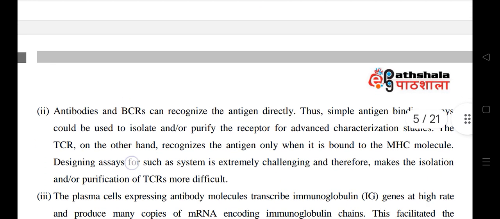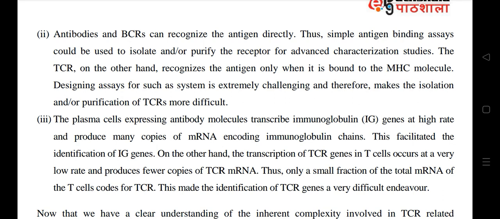Then, antibodies and BCR can recognize the antigen directly. Simple antigen binding assays could be used to isolate and or purify the receptor for advanced characterization studies. The TCR, on the other hand, recognizes the antigen only when it is bound to the MHC molecule. Designing assays for such a system is extremely challenging and therefore makes the isolation and or purification of TCR more difficult. The plasma cells expressing antibody molecules transcribe immunoglobulin genes at a high rate and produce many copies of mRNA encoding immunoglobulin genes. This facilitated the identification of Ig genes. On the other hand, the transcription of TCR genes in T cells occurs at a very low rate and produces fewer copies.